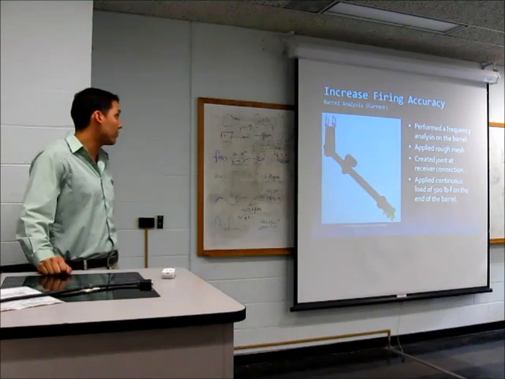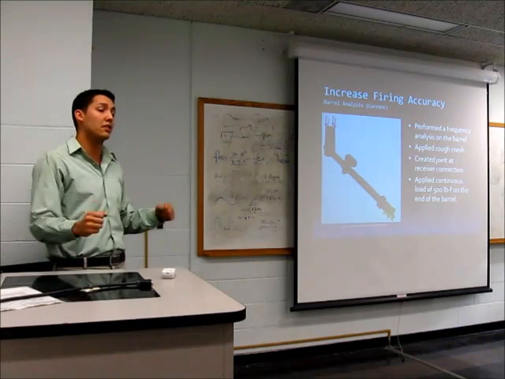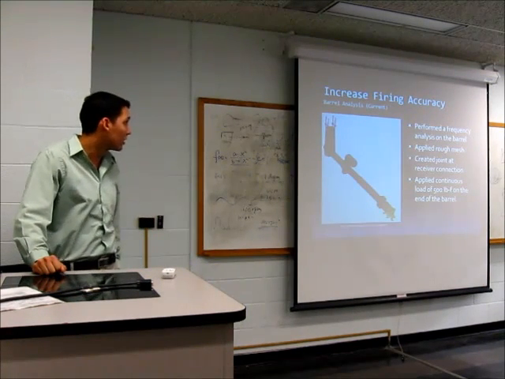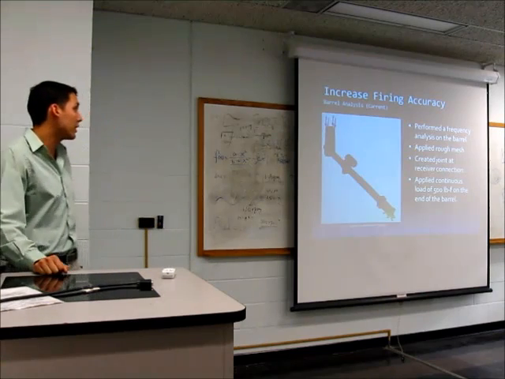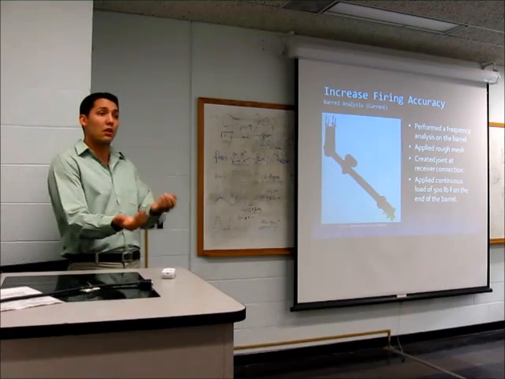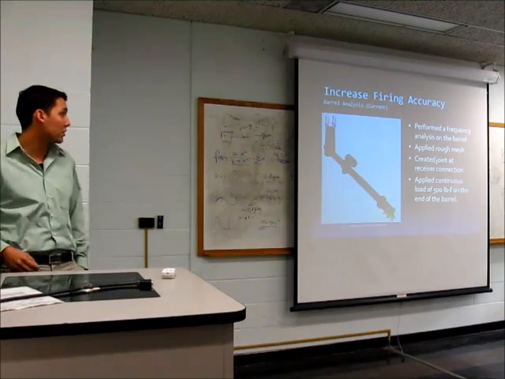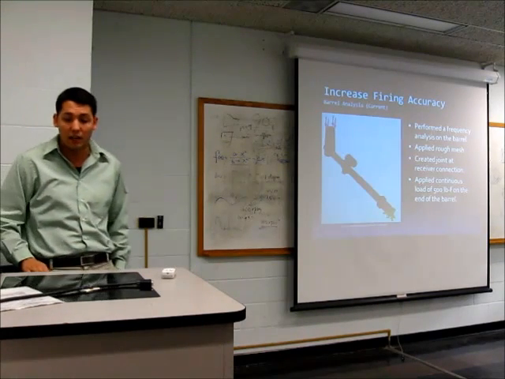I performed what's called a frequency analysis of the barrel, which shows basically the flex of the barrel itself in its initial condition. I applied a rough mesh, created a joint at the receiver connection, which is basically where all the components are, where you fire the weapon. And I just applied a continuous force of 100 or 500 pounds on the end of the barrel.